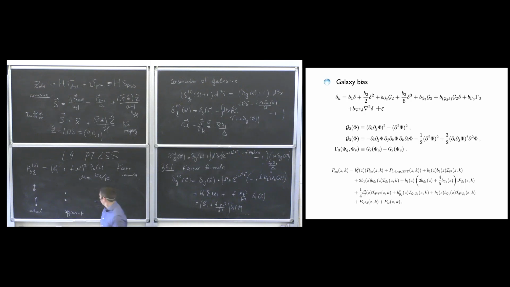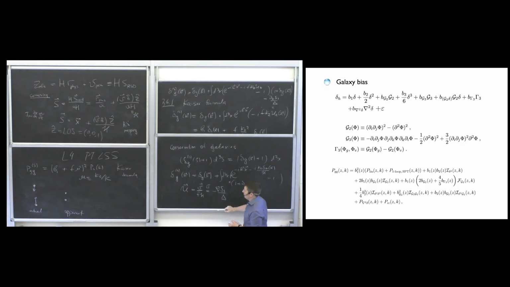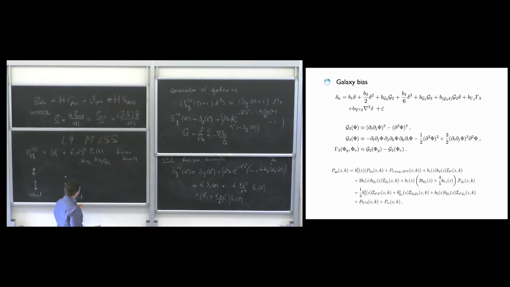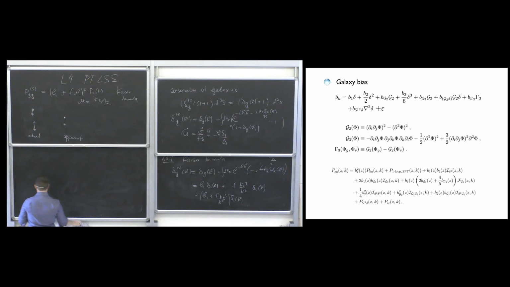At this point, maybe let me mention that the Kaiser formula is the linear formula. But when people first started dealing with the redshift space distortions, sorry, let me use this blackboard. When people first started looking at redshift space maps, they noticed another effect that was very pronounced. That was called fingers of God.